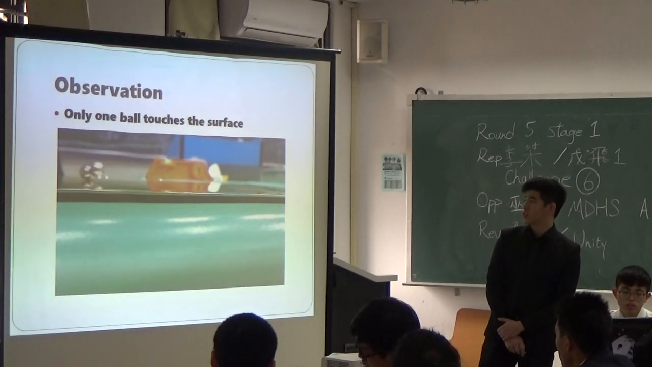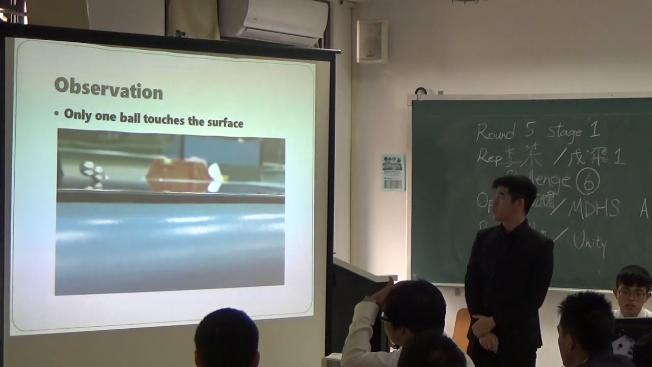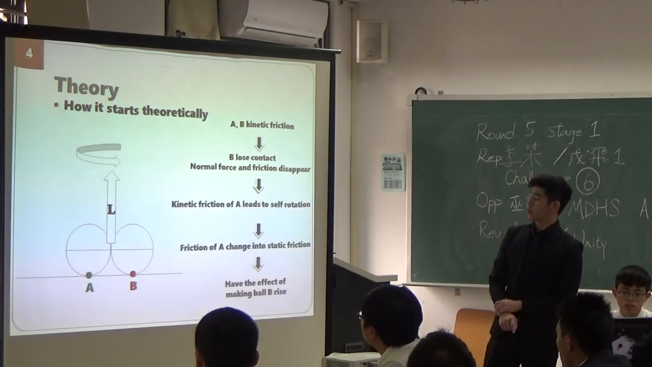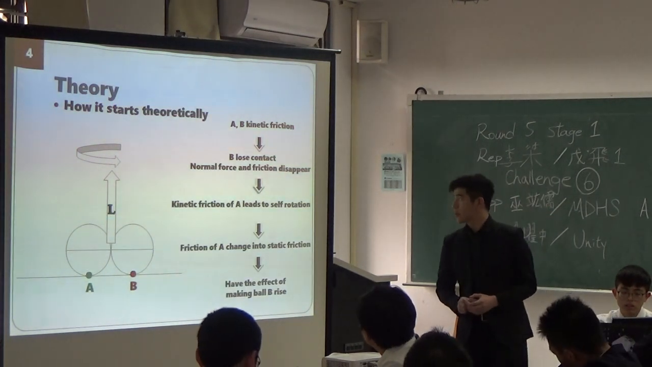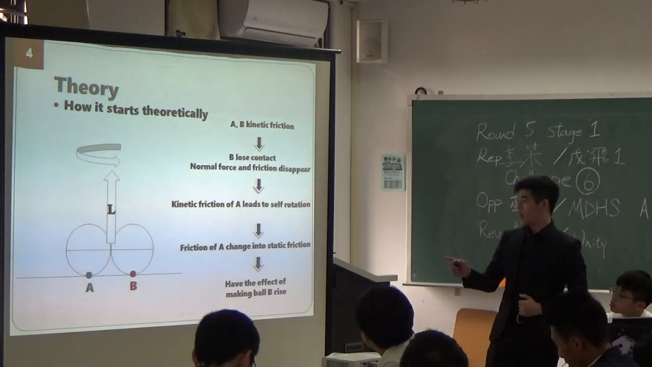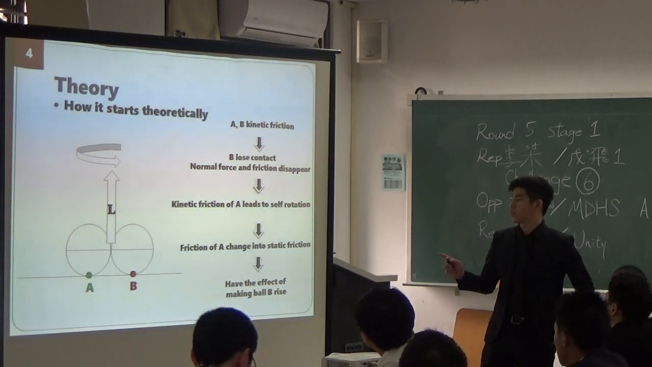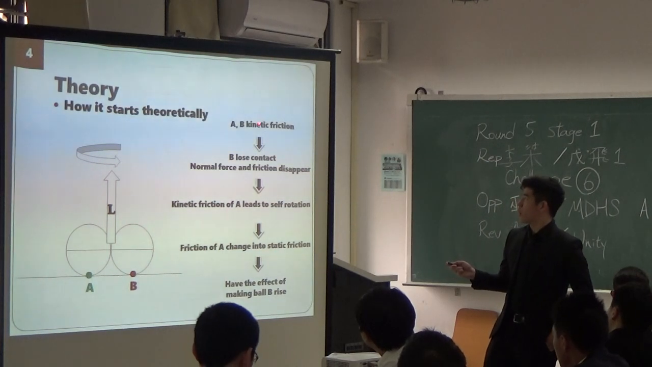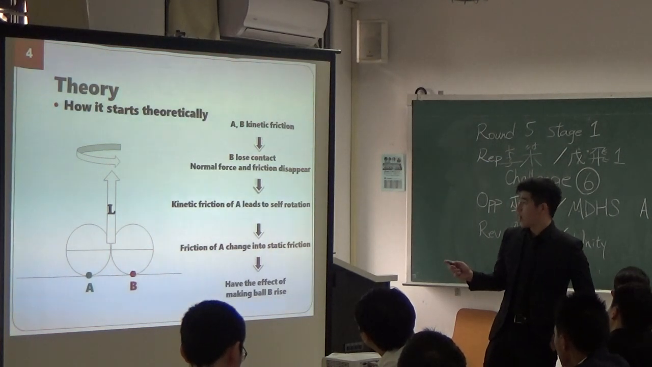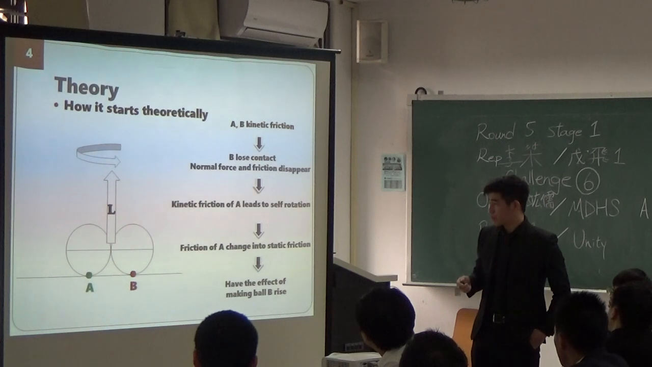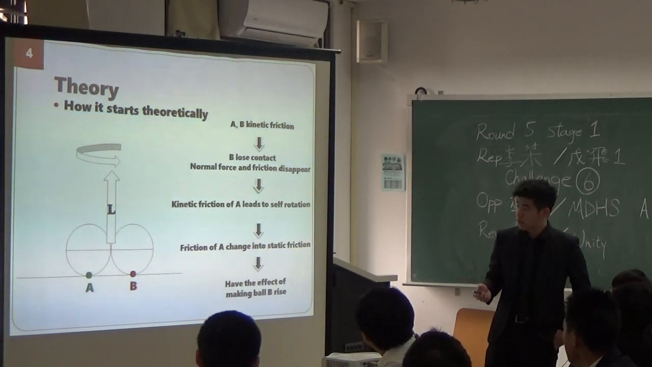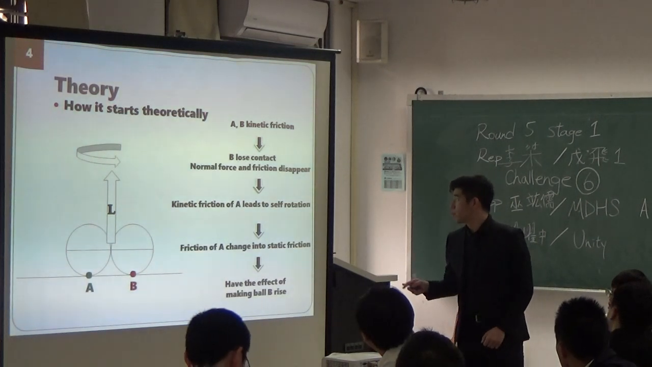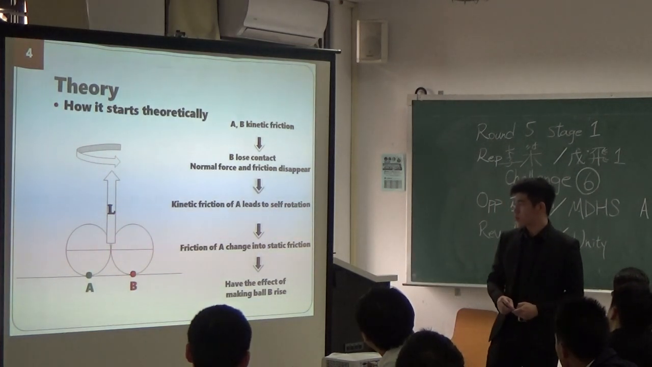And this is observed. So as you can see, only one ball touches the surface. So about the theory, so first I'm going to spin it by hand. So point A and point B are the two points that touch the floor, and they will have kinetic friction. Imagine momentarily that maybe a dust comes through or there is a pit on the surface. So B loses contact with the surface.